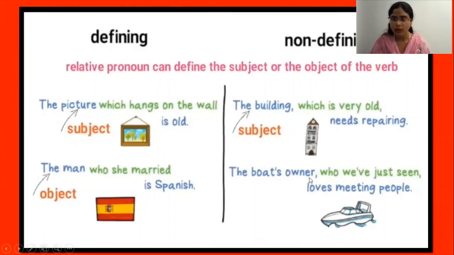The boat's owner, who we've just seen, loves meeting people. If we omit the relative clause and say, the boat's owner loves meeting people, the sentence is complete. Who we've just seen gives additional information about the boat's owner.